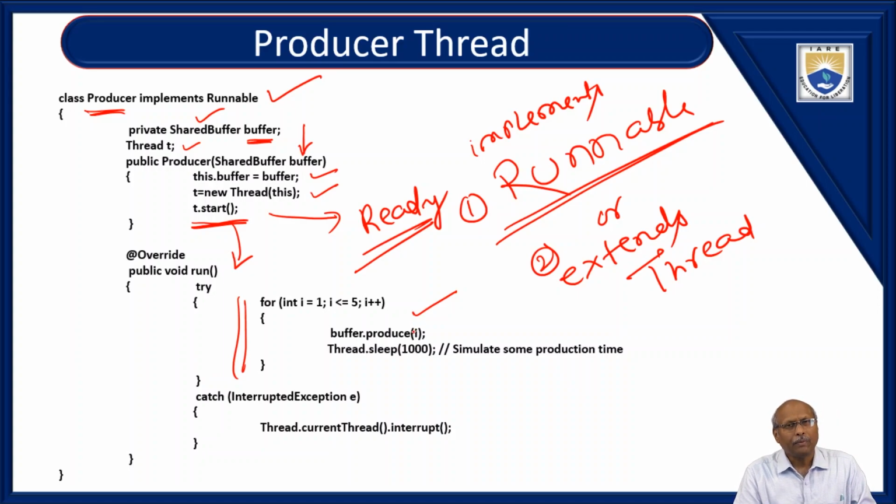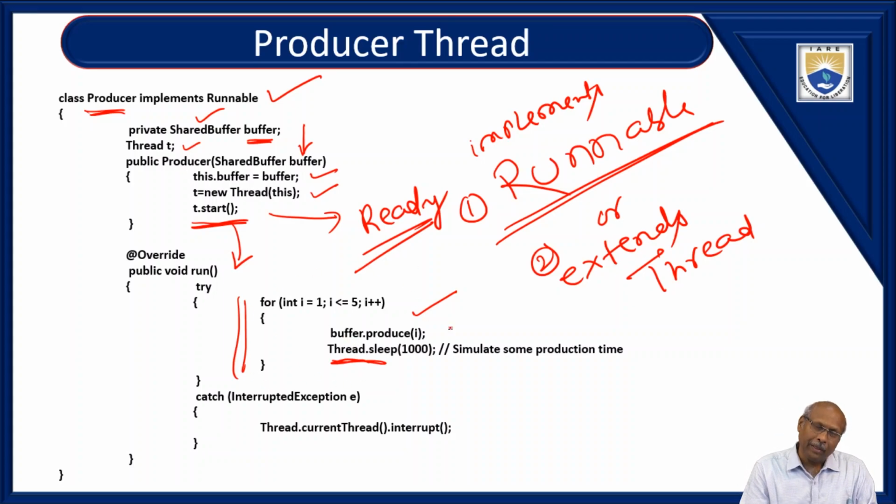But after producing each item, I have to send a signal to my consumer. That's why I am sleeping here. How much? 1000 milliseconds. Because I produce one item and sleep for 1 second, so I am in the sleeping state. Then my produce method, what will it do? It will put the item into the buffer. Then it will go to the waiting state. Once it goes to the waiting state, the consumer thread gets a chance to consume.